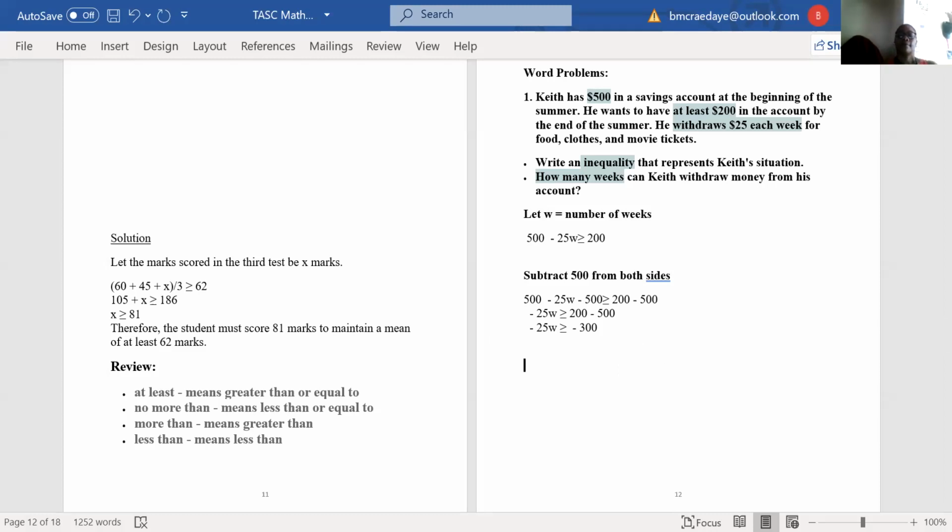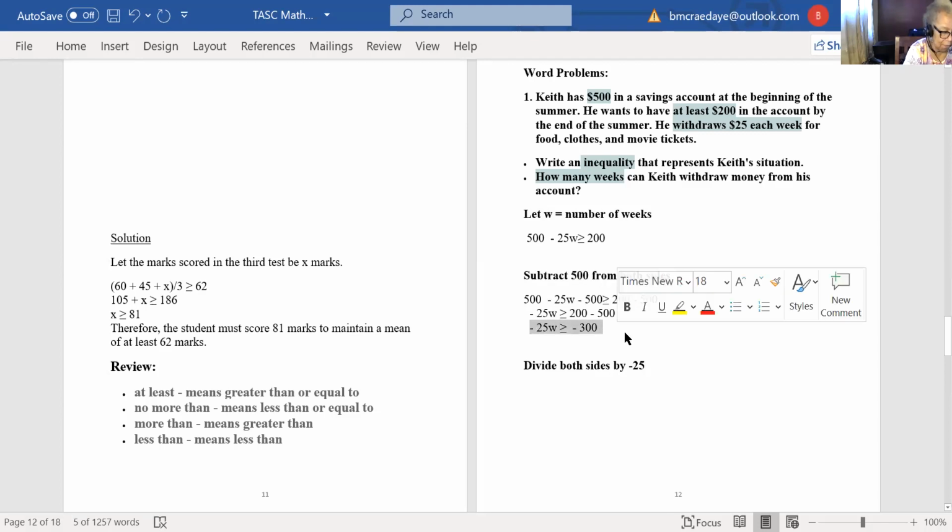So 25W. How do we do that? 25W is a multiplication. What's the opposite of multiplication? Division. So what do we do? Divide both sides by negative 25. Right? Because then that would just give you the W. So let's just put what we just said we are doing, dividing both sides by negative 25.